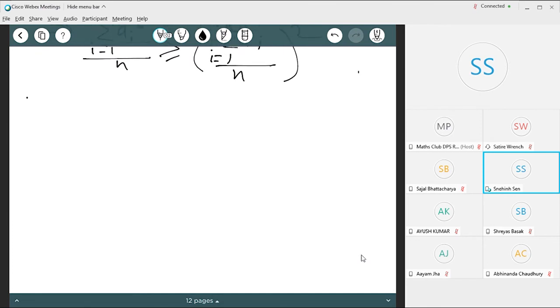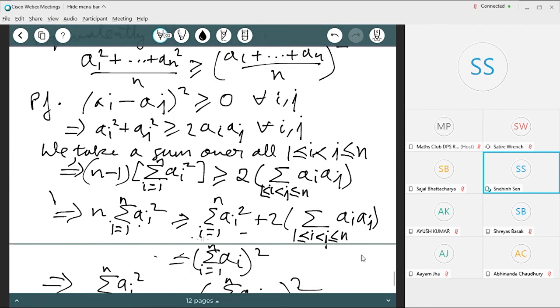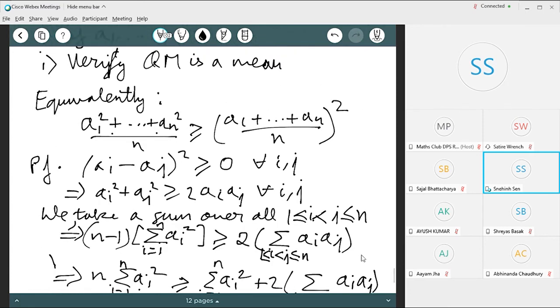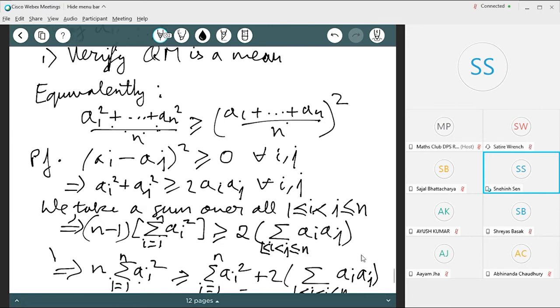Now we want to generalize this. We just saw, in the second form, this form over here, that the mean of the squares is greater than or equal to the square of the means. This is the square of the arithmetic mean, and this is the arithmetic mean of the squares. So we have the arithmetic mean of the squares is greater than or equal to the square of the arithmetic mean. What about other powers?